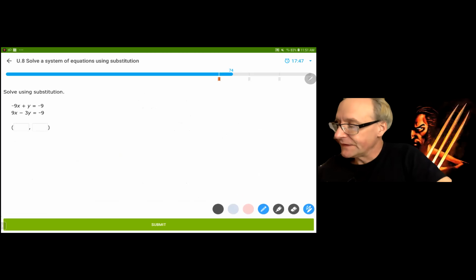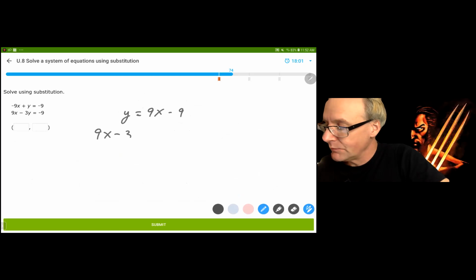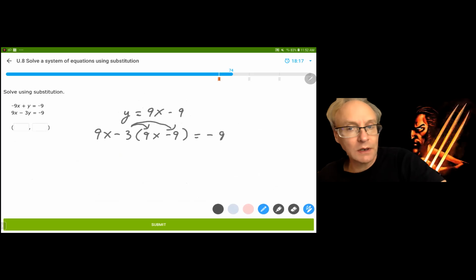All right, we're going to do the same thing again. I'm going to get y equals 9x minus 9. All I did was add the 9x to both sides. I'm going to substitute into the second equation. It's the same process, but there's that negative that's going to mess you up. I know you don't believe me, but you cannot imagine how many times people distribute a positive 3 to both parts and get it wrong and just leave the negative where it is.